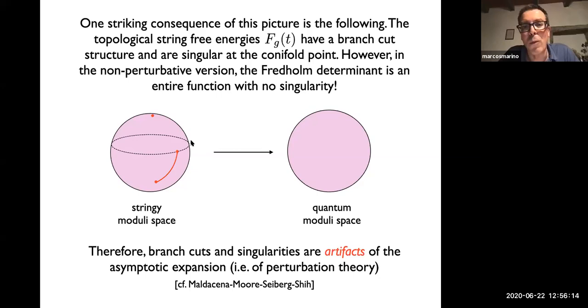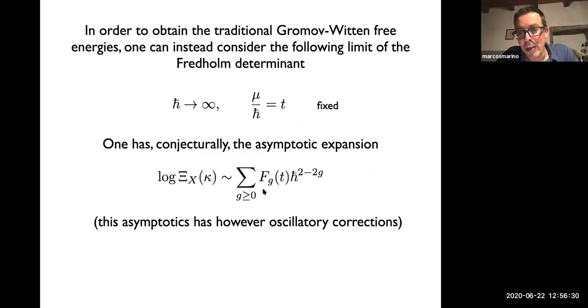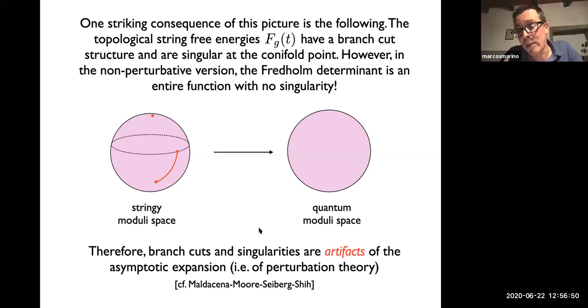So the moduli space described by these free energies is a moduli space where there are singularities, branch cuts, and so on. But what is interesting from this conjecture is that all these free energies, all these quantities, with all these cuts and so on, actually emerge as asymptotic expansions of an entire function. So the spectral determinant, the Fredholm determinant, is a completely entire function on the moduli space of the Calabi-Yau. And in a sense, you can think about all these branch cuts and singularities as artifacts of the asymptotic expansion. It has been noticed many times that in a full quantum stringy theory, all these branch cuts that appear in string theory should be artifacts of the expansion. So this is an example in which this happens.